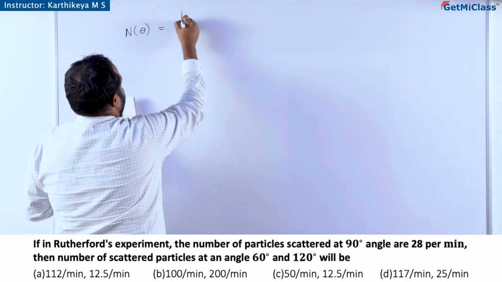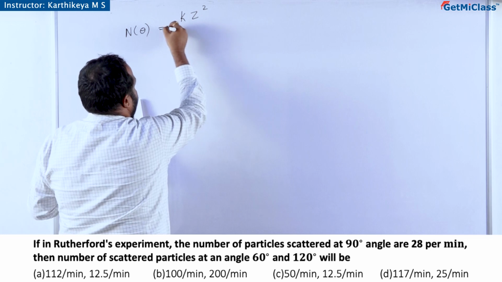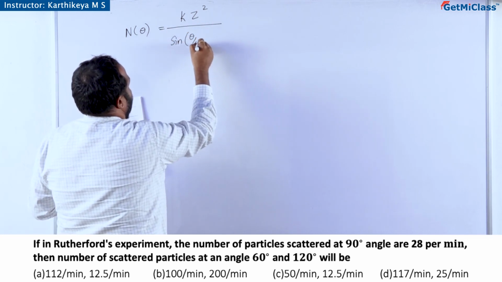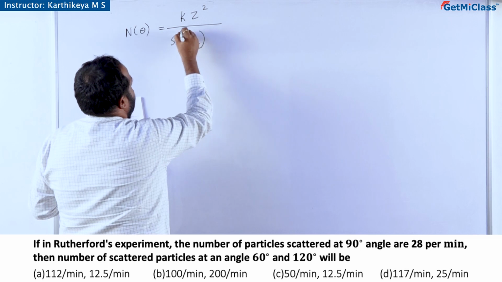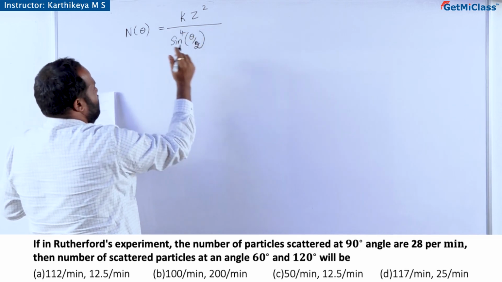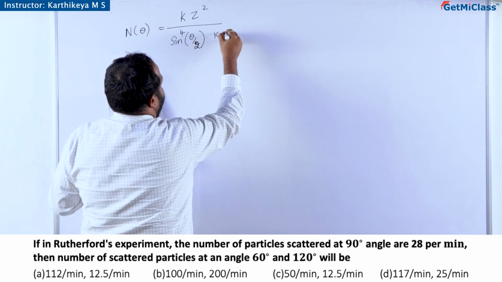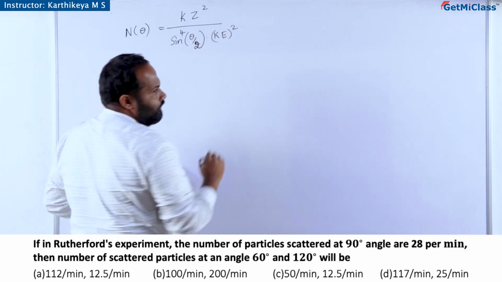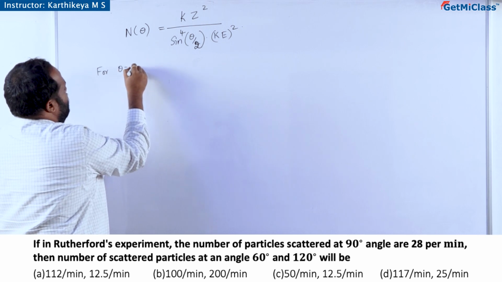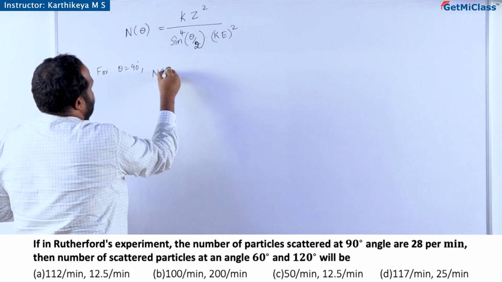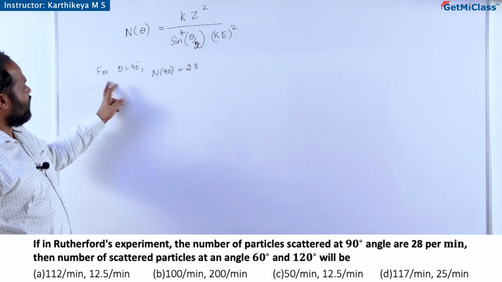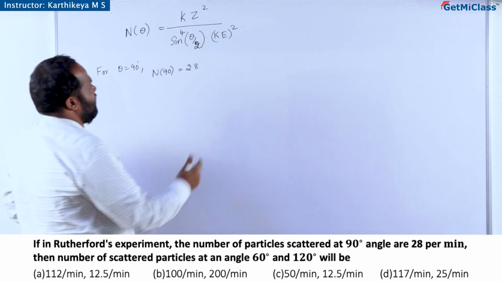N of theta is equal to kZ square by sin theta by 2 to the power 4 into kinetic energy square. So for theta equal to 90 degree, that is N of 90 is given as 28.